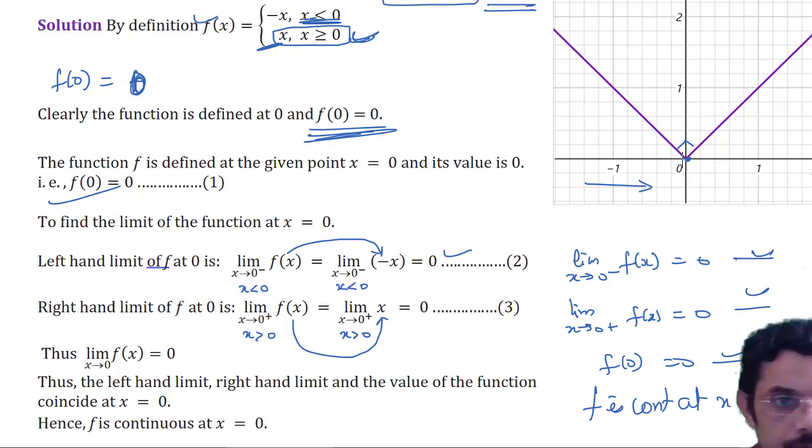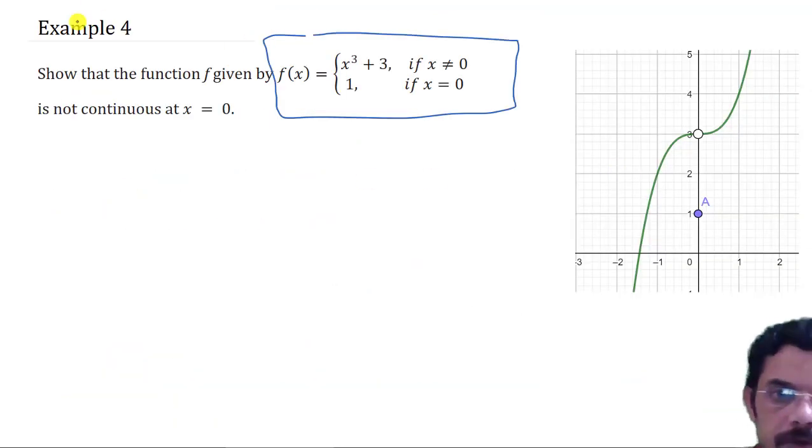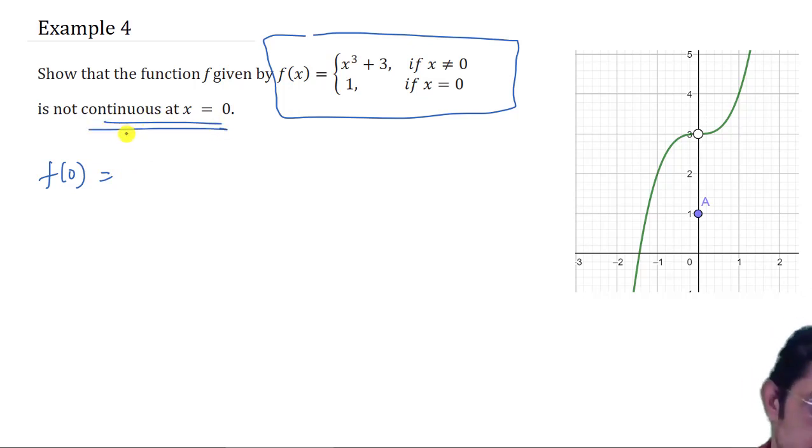Now example 4. Show that the function f given by f of x equal to x raised to 3 plus 3 when x is not equal to 0, and it is defined as 1 when x equal to 0, is not continuous at x equal to 0. Now let us check whether f of 0 exists or not. Here x equal to 0, so the function is defined as 1. So it is defined at x equal to 0.